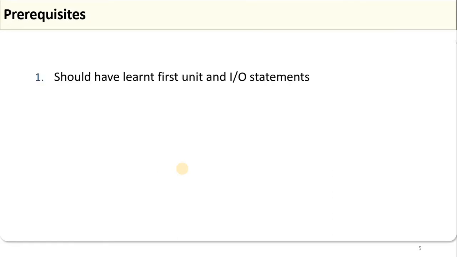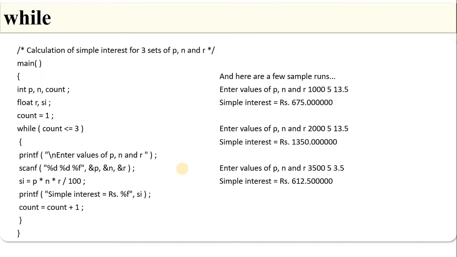Prerequisites. You should have learnt first unit and input-output statements in the C programming language. So let us see an example program which is using while loop. Here the program will calculate the simple interest for 3 sets of principal amount, number of years, rate of interest. Thus there are 3 sets of P and R values. So we have to calculate the simple interest for each of the set.